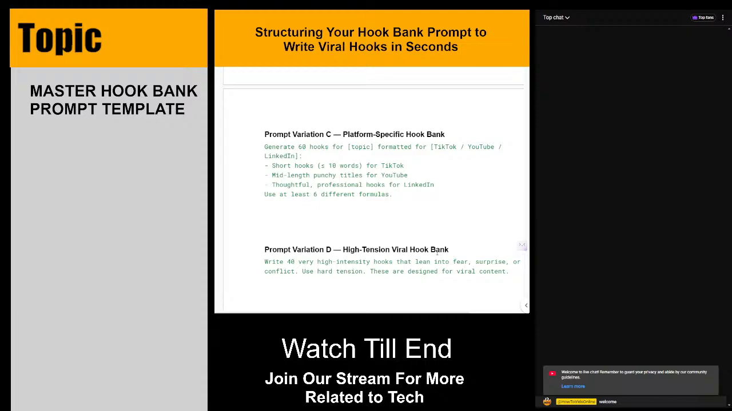And the fifth mistake that is done by the people is you run a hook bank prompt once, then never revisit. So to fix it, you have to rerun your hook bank prompts monthly with new goals and trends inputs to stay fresh.